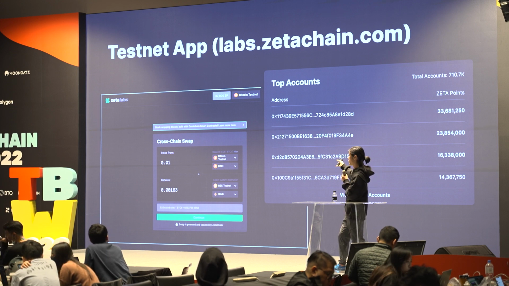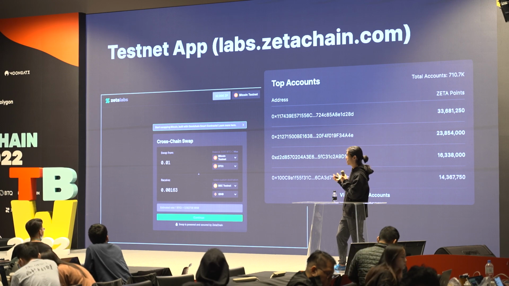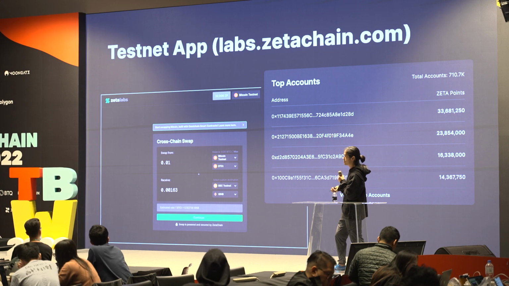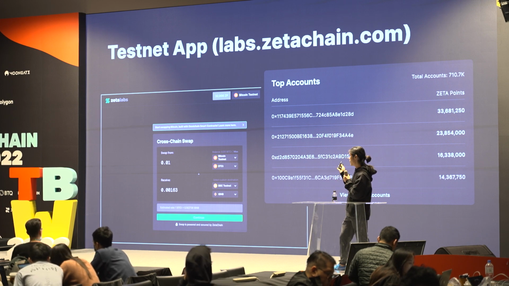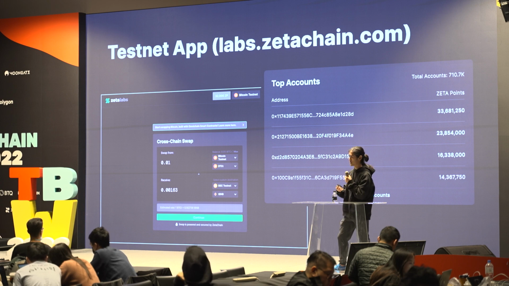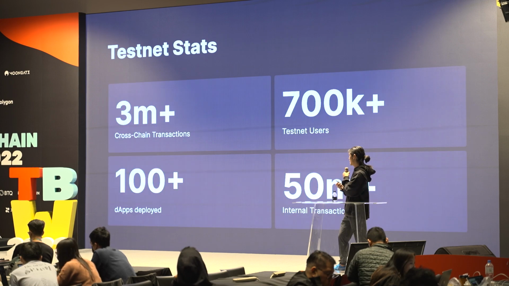So you can input Bitcoin and swap for any other asset, and also vice versa. You can swap Ethereum for BNB. We have a few assets on there, but it is really just generalized. Basically, the first dApp on ZetaChain.